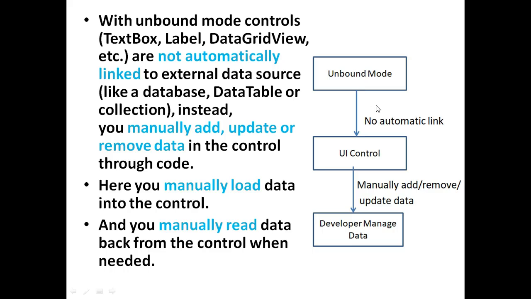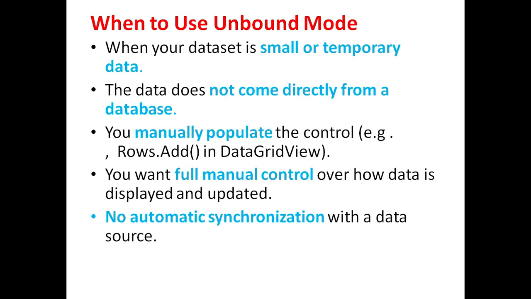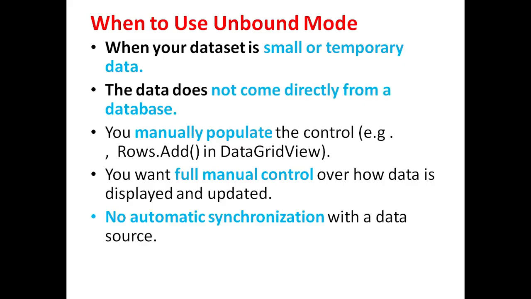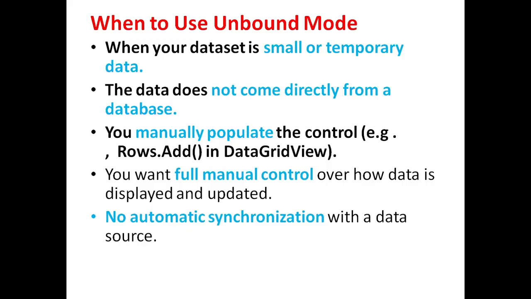With unbound mode, no automatic link is created with the UI control, but the developer manages the data through code for manually adding, removing or updating the data. There are different situations when you can use the unbound mode. First, when your dataset is small or you are using temporary data, the data does not come directly from a database or you manually populate the control.